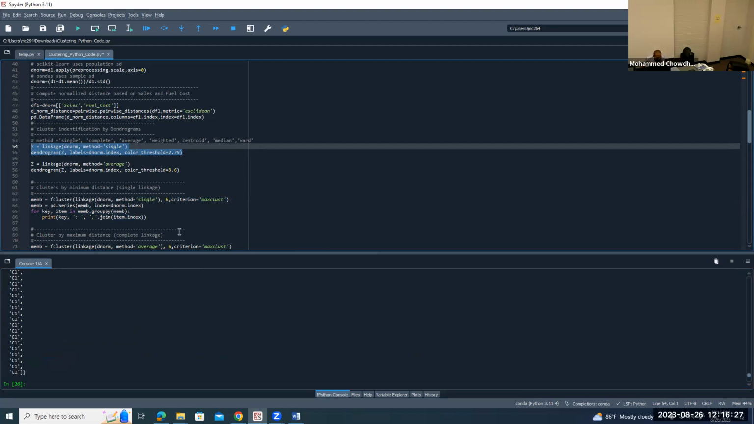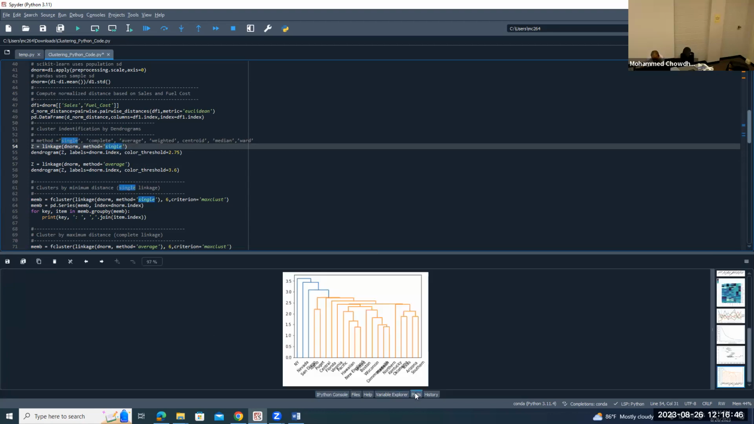Here is the dendrogram. From the dendrogram we see that we used single linkage. Single means minimum distance. If you read my handwritten class notes, you will see that. Now take a look at this. New York is only one singleton cluster. Nevada is only one singleton cluster. San Diego is only one singleton cluster.